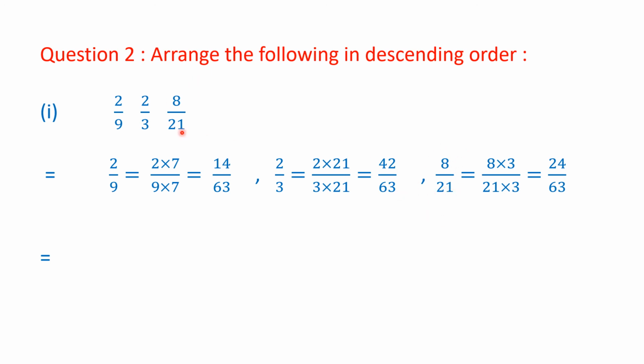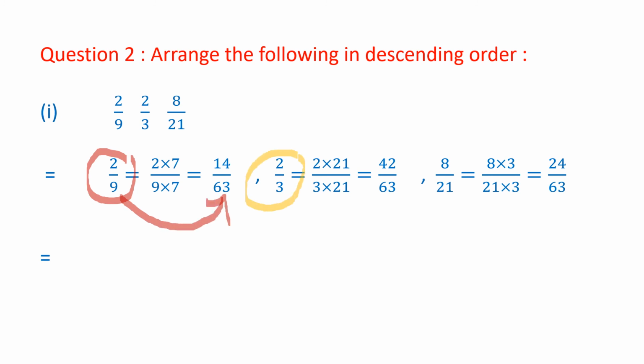Again, 8 by 21 also you have to convert into something by 63, right? 63 is the denominator. So in order to convert 21 into 63, you have to multiply it by 3. And when you do something to the denominator, you have to do the same thing to the numerator also. So 8 into 3, 24. 21 into 3, 63.